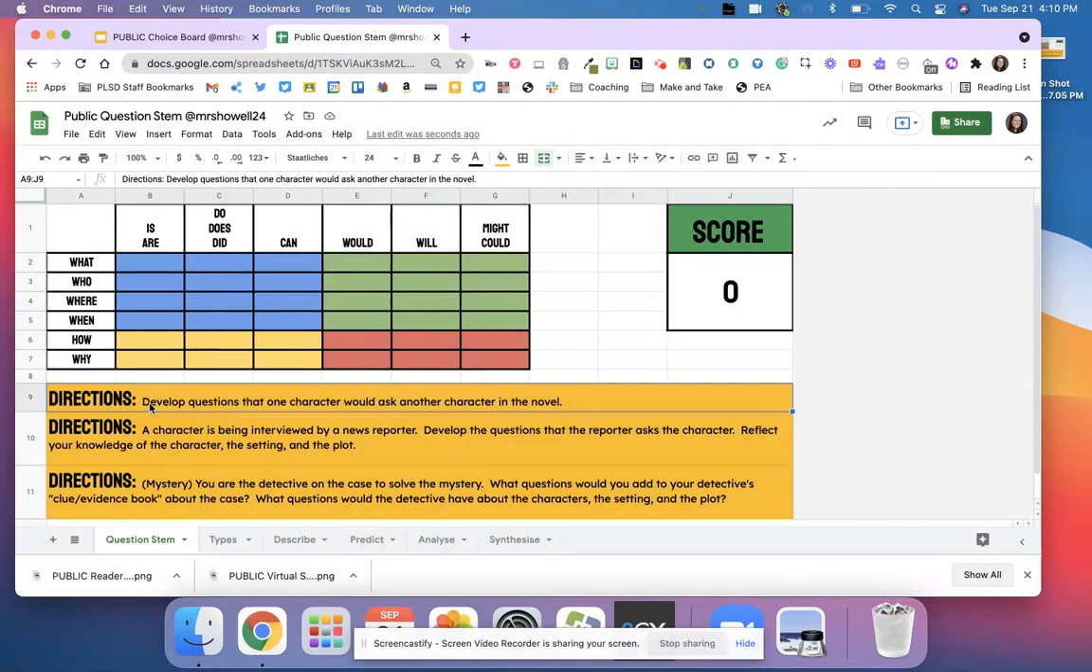Another idea is a mystery. So the students are the detectives, and they're trying to solve the mystery. What questions would they need to add to that evidence book, that clue book about the case? And what questions would they need to detect about the characters, the setting, and the plot? So again, students go in and they're able to type right here and then their score goes up. Or you could have questions here and they're trying to get the lowest score.